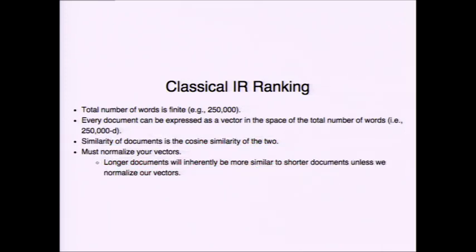We've figured out how to find documents with queries, right? But if we're really building a search engine, we actually want to be able to rank these things. There are two kinds of ranking. There's classical IR ranking, where every document is represented in the vector space of all words. So if there are 250,000 total words, then you represent every document as a vector in 250,000 dimensions, where its value in each dimension is how many times it contains a particular word. You normalize your vectors, otherwise longer documents will inherently be more similar than shorter documents.